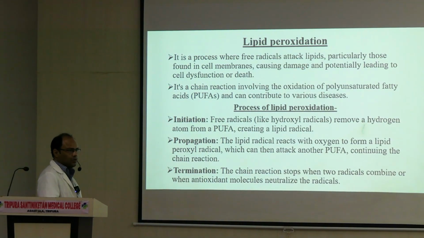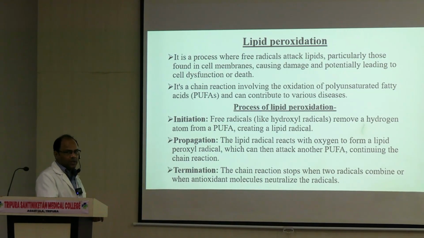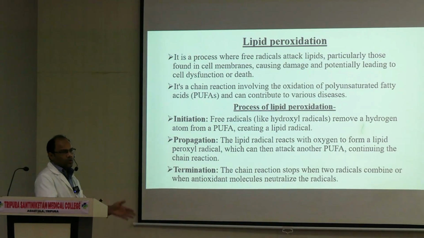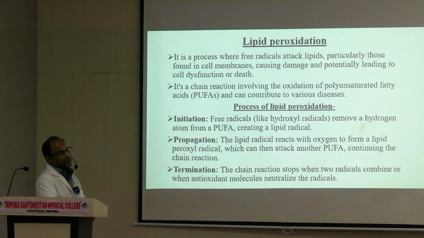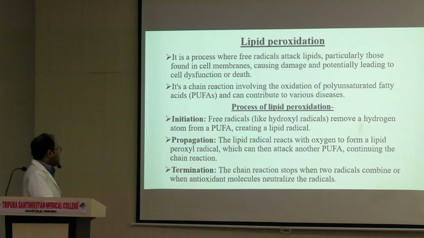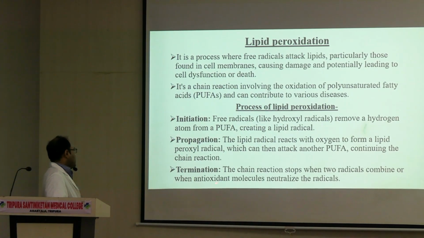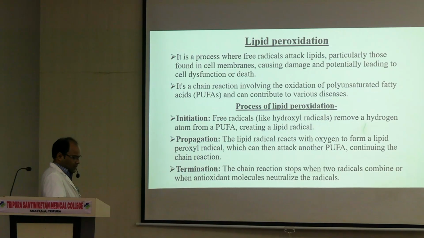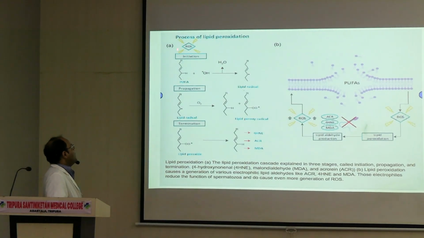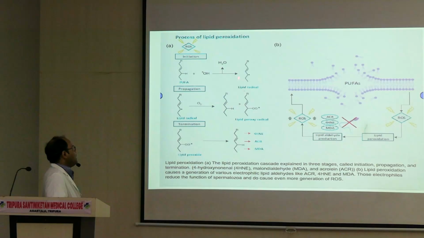This process continues until our defense system stops the reaction, or two radicals can react with each other and neutralize. Termination is when this chain reaction stops, when 2 radicals combine or when antioxidant molecules neutralize the radicals. So you can see here, this is initiation, this is PUFA, this is one radical, and after reacting it can generate a lipid radical.